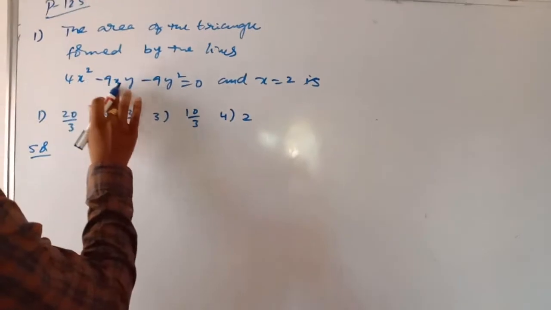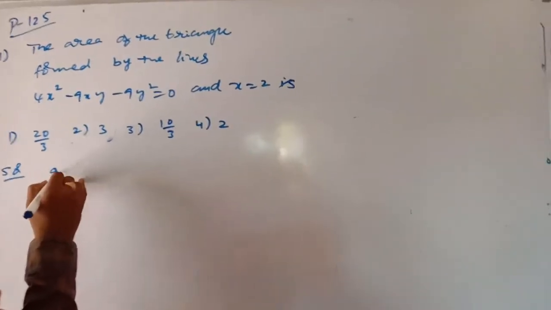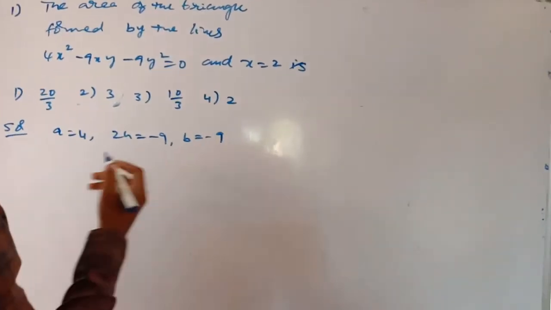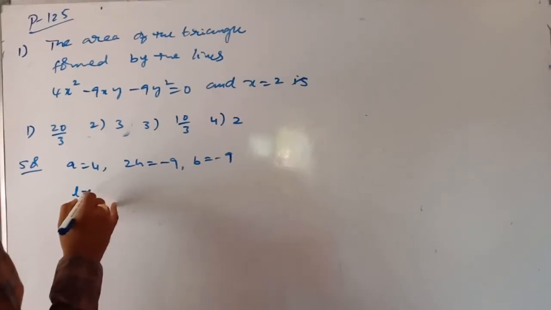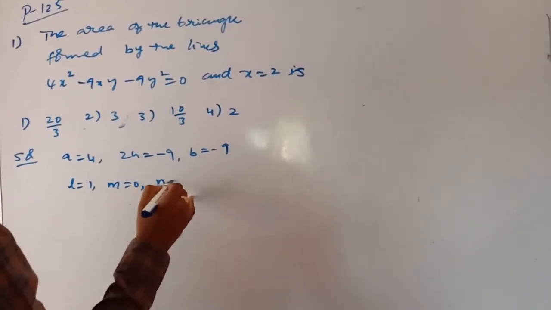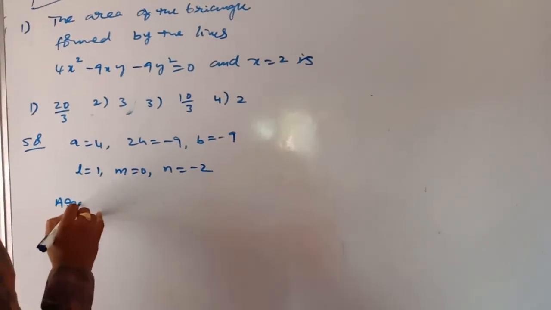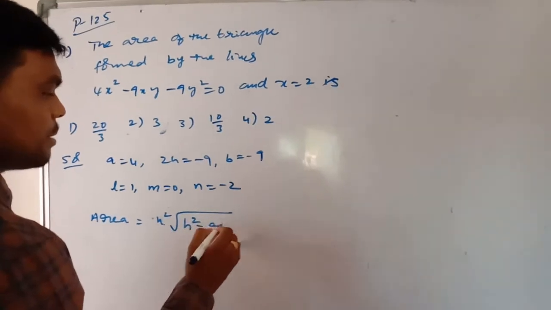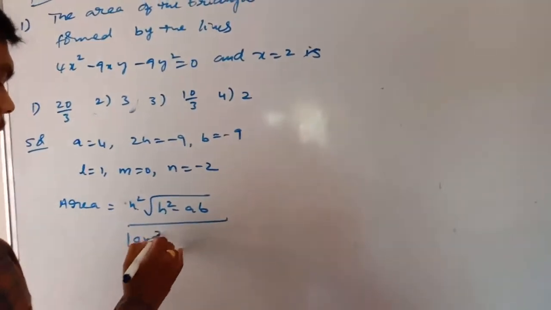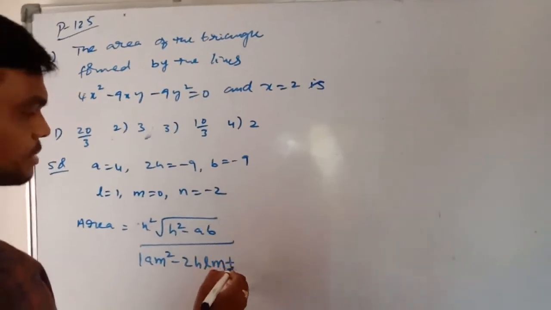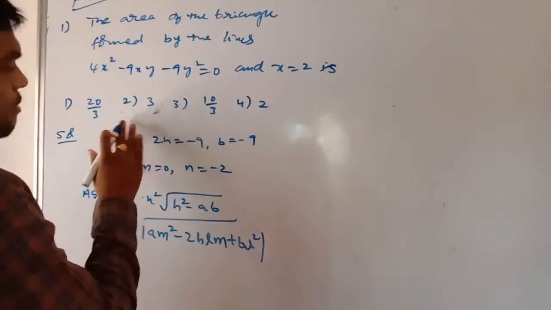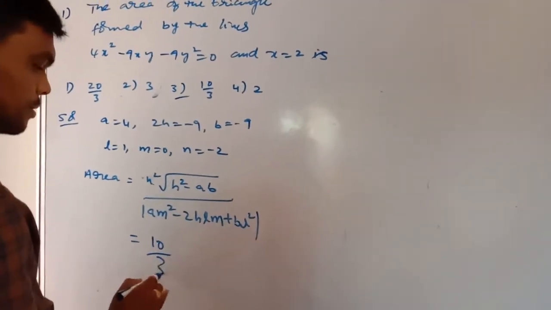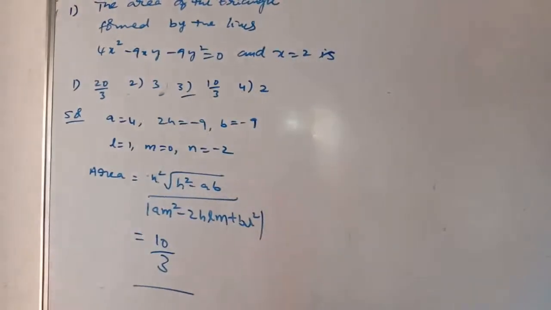Now here, comparing with ax square plus 2hxy plus by square is equal to 0, a is equal to 4, 2h is equal to minus 9 and b is equal to minus 9, and also l is equal to 1, m is equal to 0, n is equal to minus 2. Now the area is 2 into root of h square minus ab into the modulus of n square... by am square minus 2hlm plus bl square. Now the values substitute in this formula. Now we get the answer is 10 by 3. Okay. Now the area is 10 by 3. Okay. Write down.